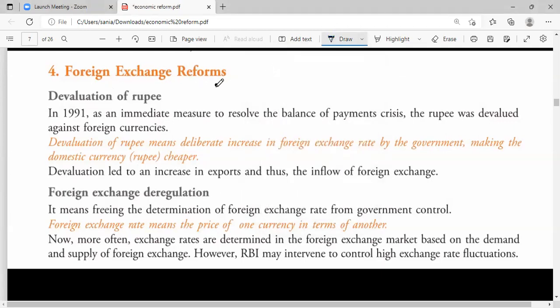Okay, next is foreign exchange reform. First thing is that in foreign exchange there are a lot of things. Okay, this, that, those other things. Heba is also here.